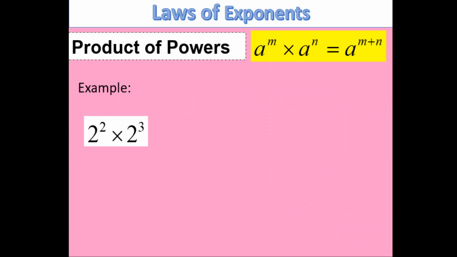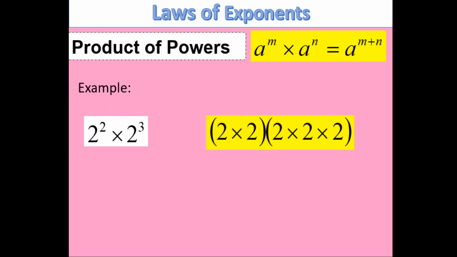Now let's start with the product of power rule, which says if we have the same base, we can copy the base and add up the exponents. So in this example, we will have 2 to the 5th power.